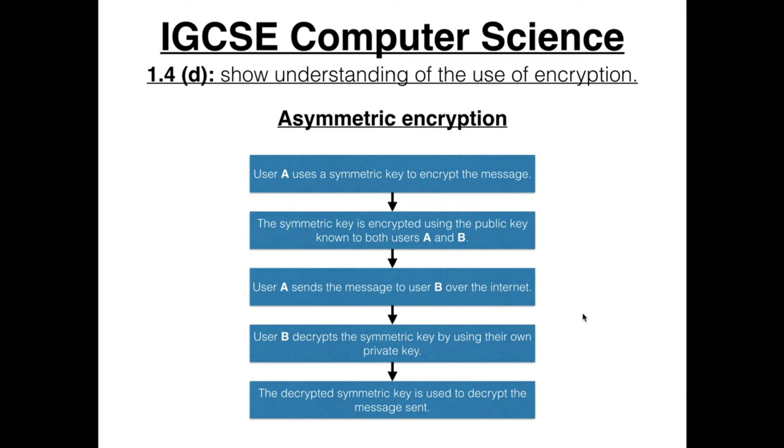Now, you might read this and say, what? What is this? Well, that's the tricky part. The thing is, the public key is shared with both users A and B. User A has a public key, and user B has a public key. So what happens is user A encrypts the symmetric key using, basically, B's public key, so that once it's encrypted with B's public key, B can use its private key, which is known to only itself, to decrypt it.